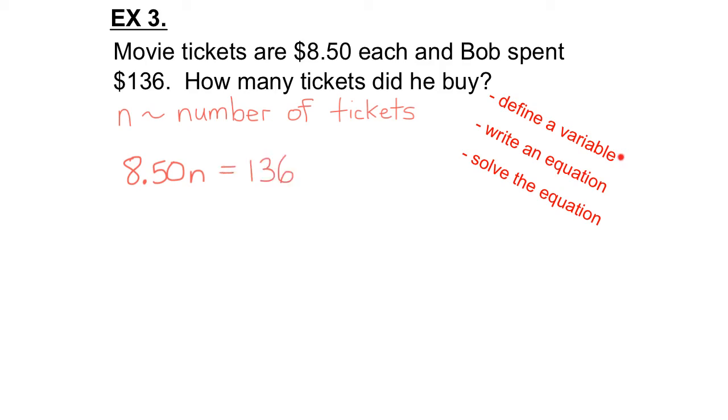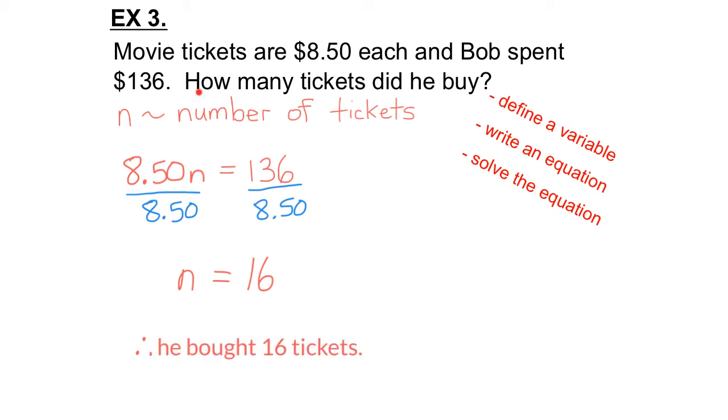So I've defined my variable, I have an equation, and now I can just solve the equation to get my answer. I want to isolate n, so I need to divide by the coefficient on n, which is 8.5. So if I divide both sides by 8.5, I end up with n equals 16. So I solved the equation. Now I can make my conclusion. How many tickets did he buy? Well, therefore, based on this, he bought 16 tickets.